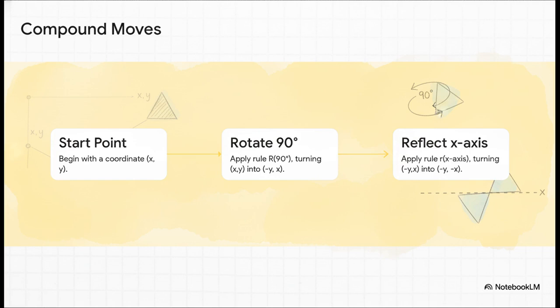And here's the cool part, you can stack these transformations. You don't have to do just one. You can start with a point, say (x, y), and first you rotate it 90 degrees. Then you take that new point and reflect it across the x-axis. It's like giving a shape a two-step command.